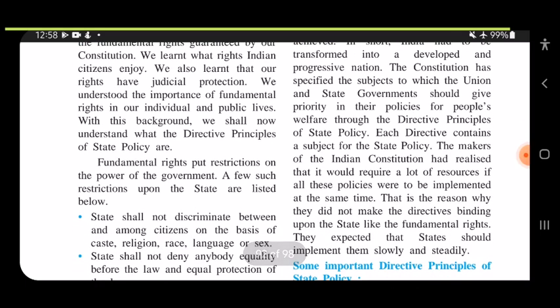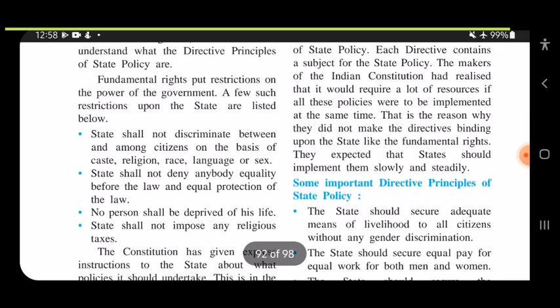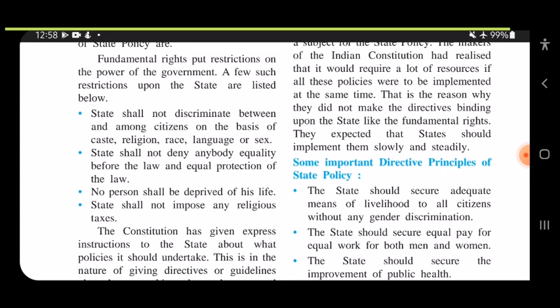So, we know that the fundamental rights put restrictions on the power of the government. A few such restrictions upon the states are listed below. The first one says, states shall not discriminate between and among citizens on the basis of caste, religion, race, language, or sex. So there should not be any discrimination, all are equal. Then the second, states shall not deny anybody equality before the law and equal protection of law. So if there are rules made, everyone should get equal rights.